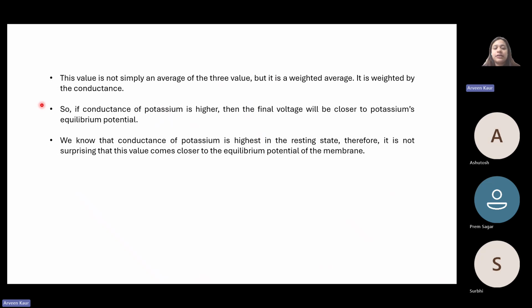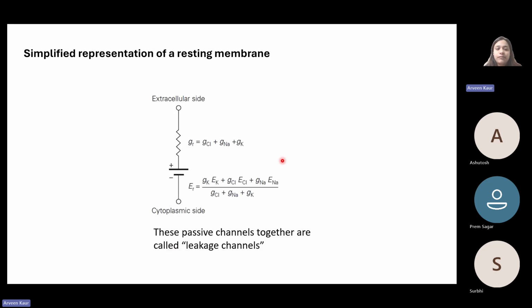which we can see over here. We know that the conductance of potassium is the highest in the resting state. Therefore, it is not surprising that this value comes closer to the equilibrium potential of the membrane, right? So the equilibrium potential of the membrane is minus 69 and that of potassium alone is minus 75, right? So it is closer to that.